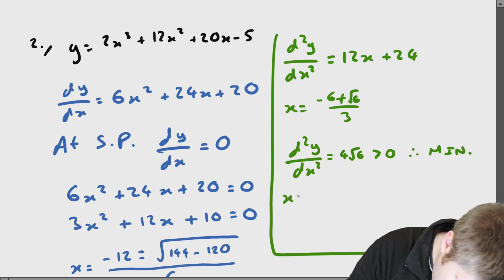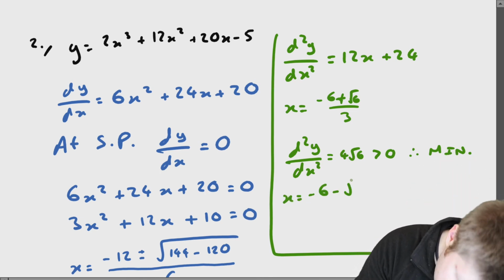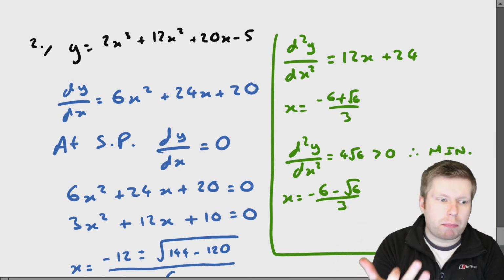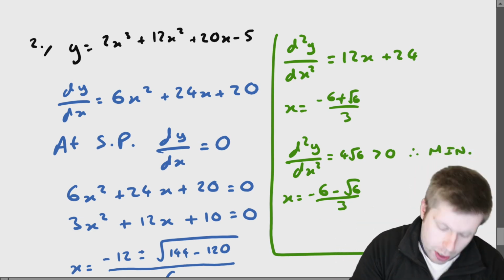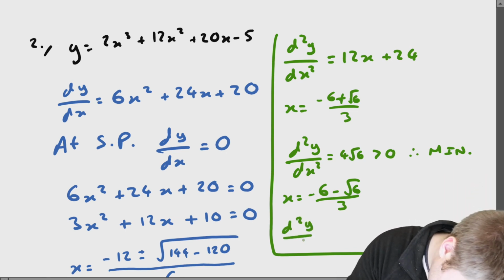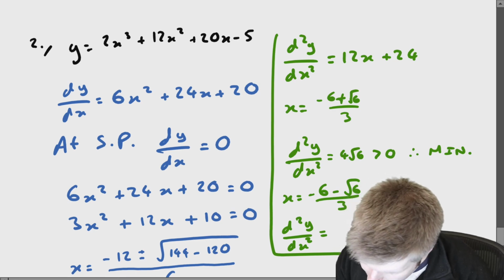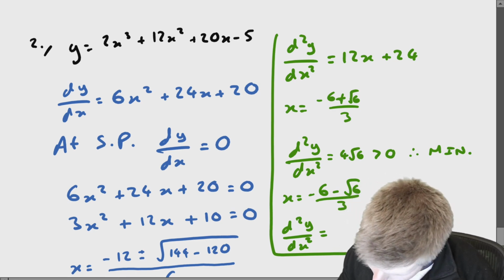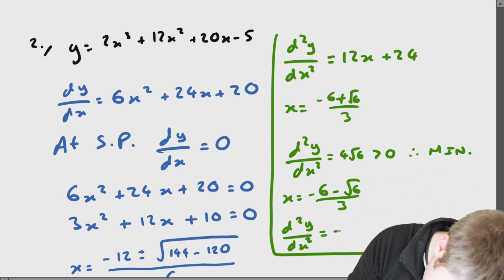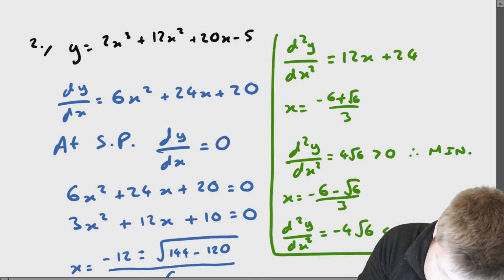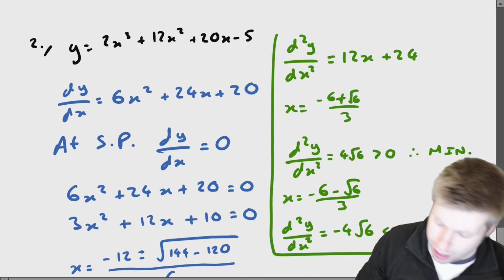If I do the same thing when x is equal to negative 6 minus root 6 over 3. Just remember this horrible fraction, it's just a number. You can work with decimals if you prefer, but I just think keep it exact. So in this case, d2y by dx squared, just stick it all into my calculator, just change that positive root 6 to a negative root 6, and I find that comes out as negative 4 root 6. Either way, that comes out as negative, so therefore it must correspond to a maximum at that point there.